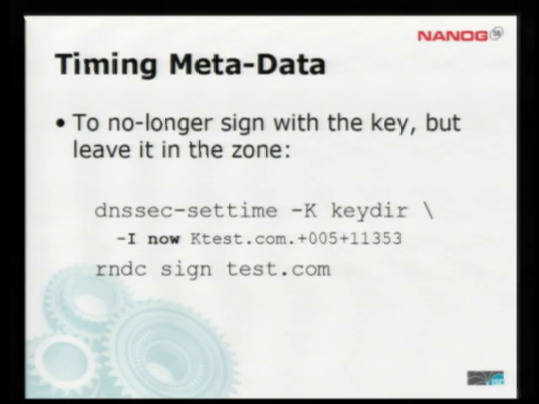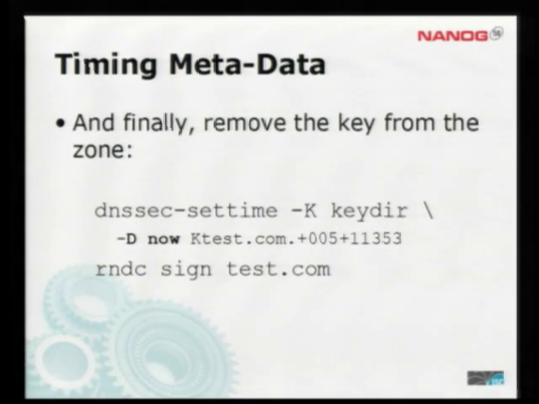Now, we want the key to remain in the zone. This is a couple of months later. We want the key to remain in the zone, but we don't want to use it for signing anymore. DNSSEC set time, -K directory, -I for retirement, now. I want the key to stay in the zone file, but I don't want it to be used to sign. I do an RNDC sign, and named does everything for you.